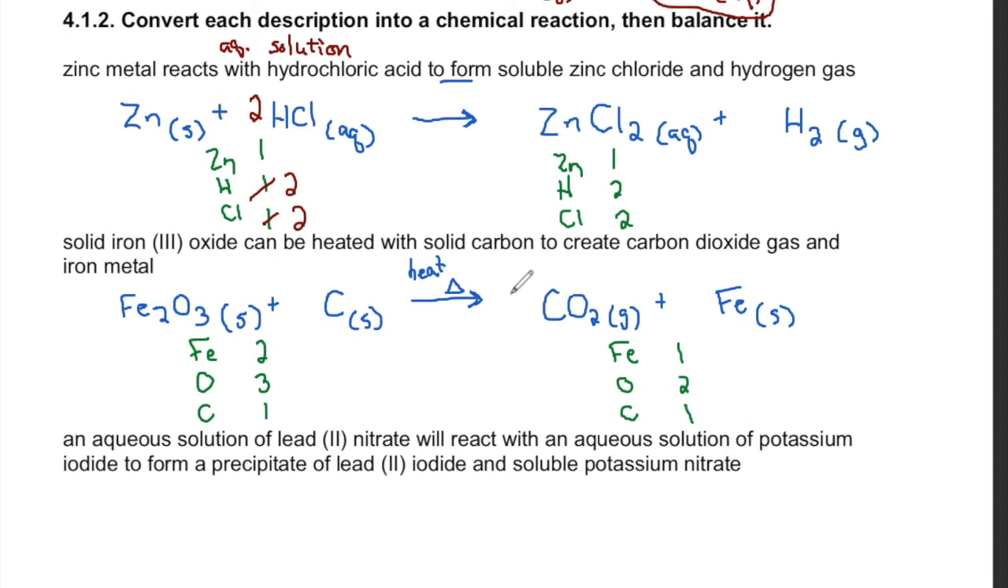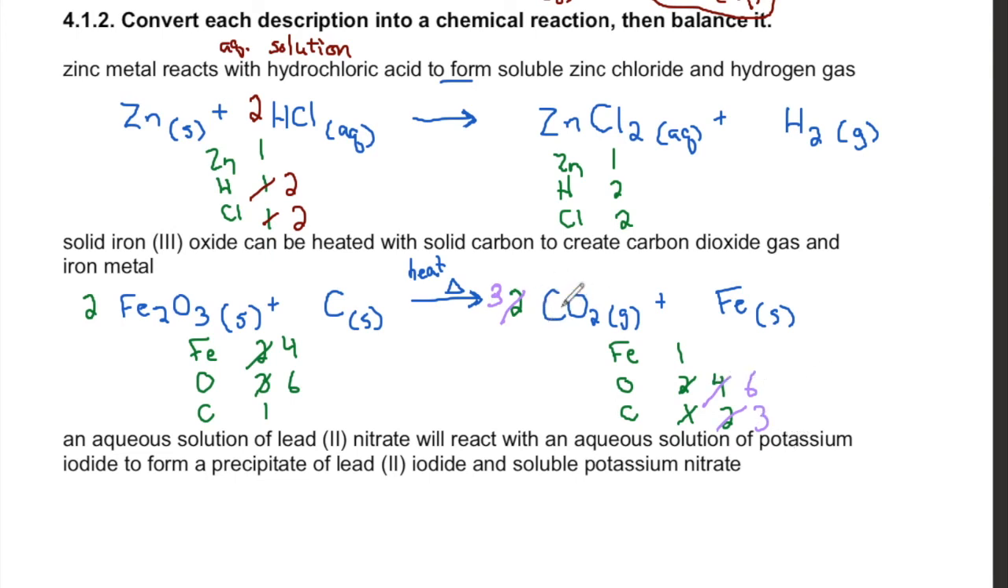So let's try increasing this to 2, and that increases our oxygen to 4. Now we have too much oxygen on this side, so we're going to need to increase this side. Let's increase this to 2. That gives us 4 iron and 6 oxygen. So now it looks like we're going to need more oxygen on this side. So instead of 2 carbon dioxide, let's put 3. That gives us 6 oxygen and 3 carbon.